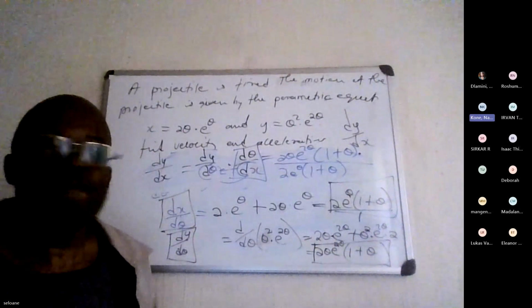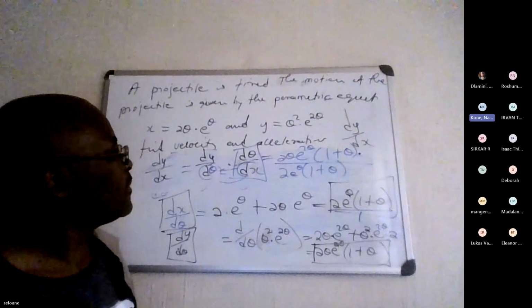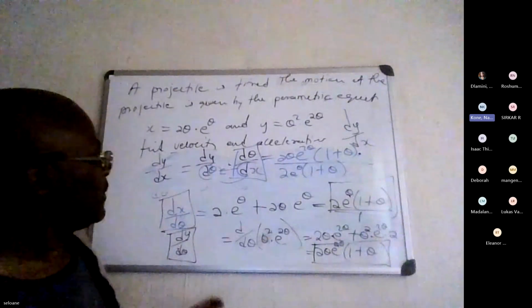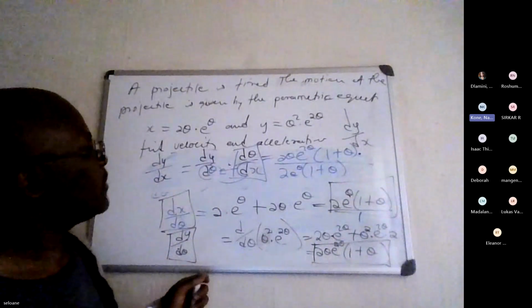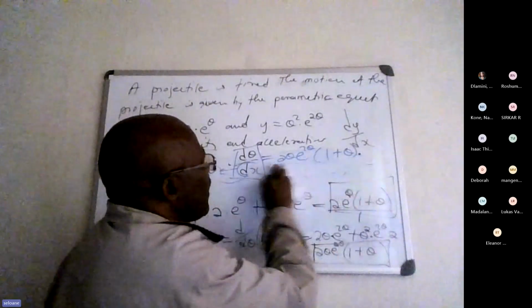We stopped hearing you when you were talking about d theta over dx, that it has to be 2e to the power theta over 1. Then you're supposed to swap. You stopped there.